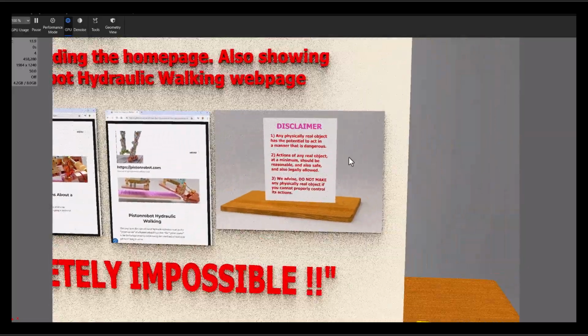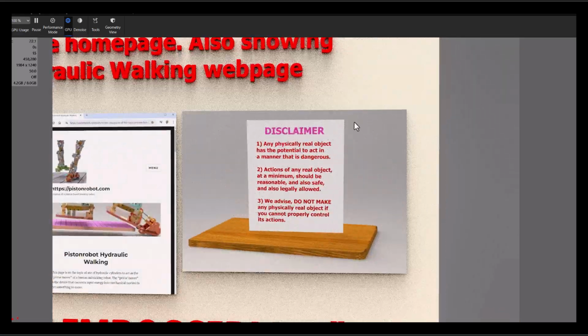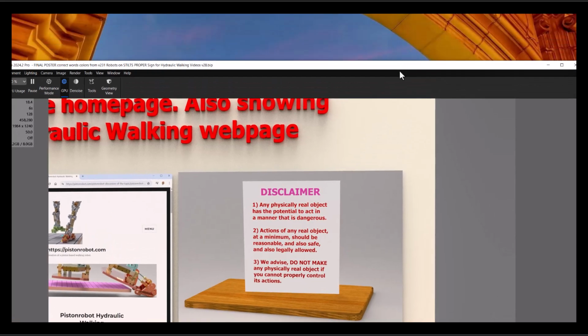I do like to remind everyone, any physically real object has the potential to hurt somebody. If you are managing a physically real object, my advice is to manage it in a manner that is legally allowed and reasonable and safe. And if you cannot manage it in that way, then my advice is do not create it as a physically real device.